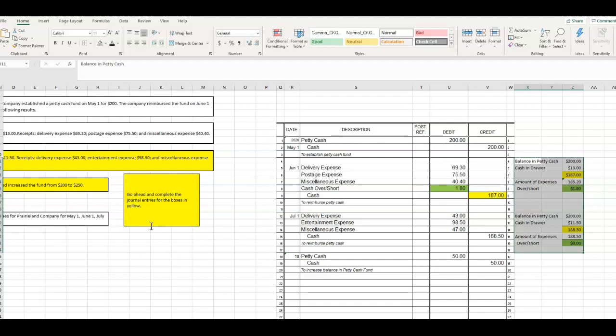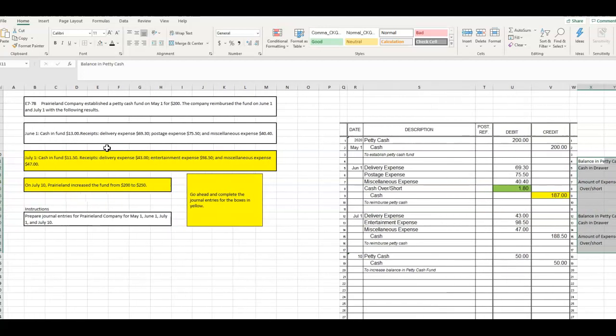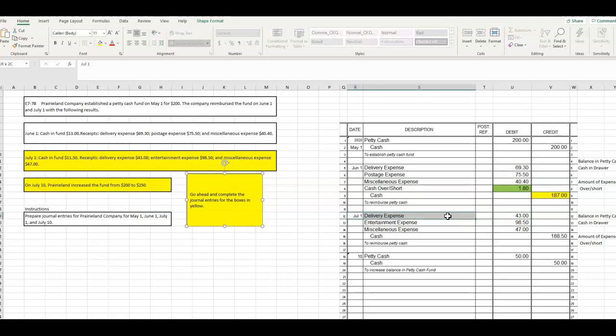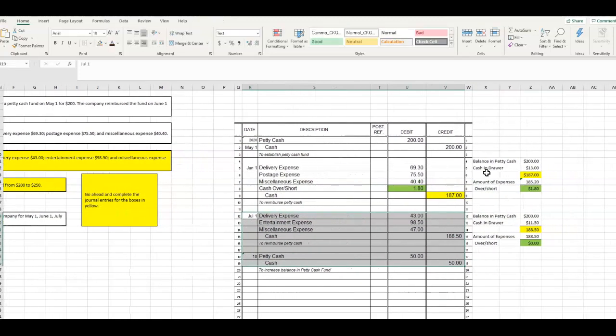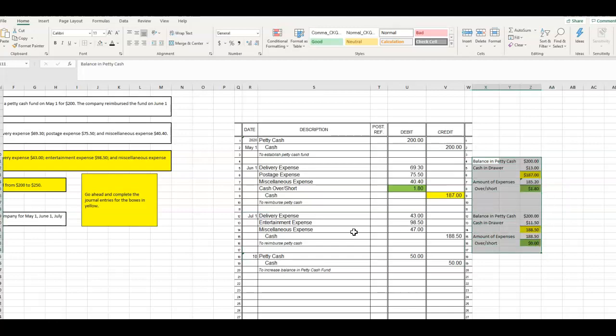Anyway, this was the problem that we worked on Tuesday, and I asked you to just go ahead and do these two entries here, and I've included them on the journal entry here. I've also included the little calculation to figure out how to compute the credit to cash and the debit or credit to cash over short.